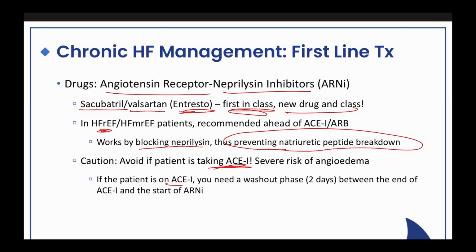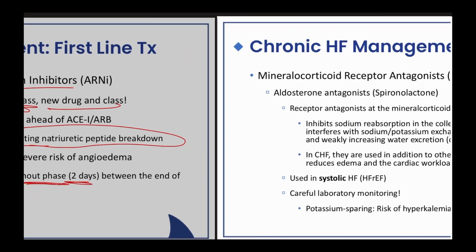If the patient is on an ACE inhibitor and you want to put them on Entresto, you need a washout phase of 2 days between the end of the ACE and the start of this new drug. So you just have them stop the ACE on Monday, and then on like Wednesday or Thursday, they can start the Entresto, and they'll be fine.